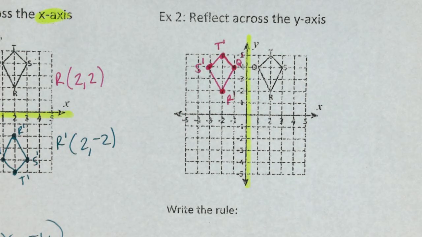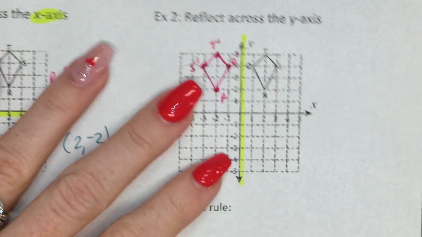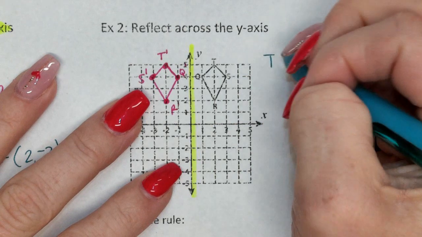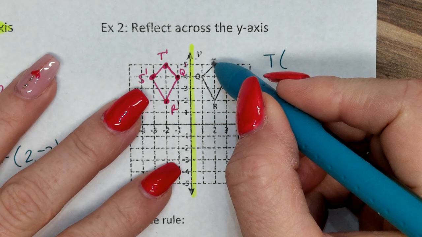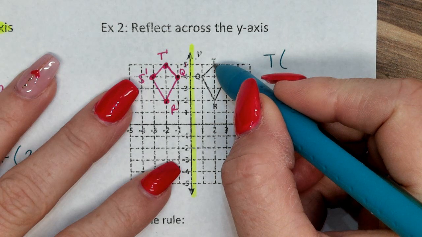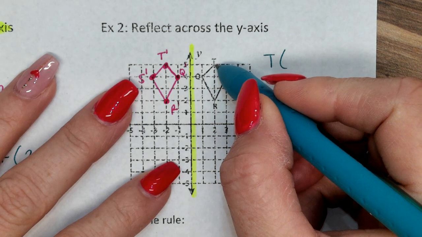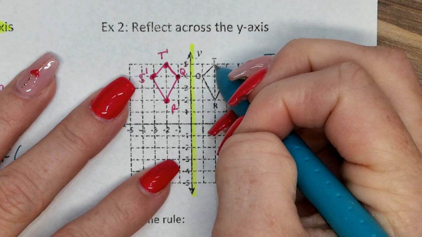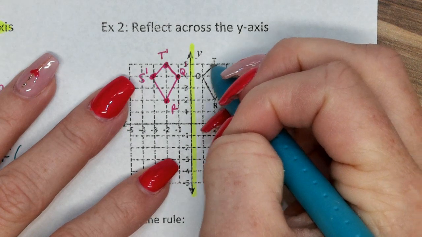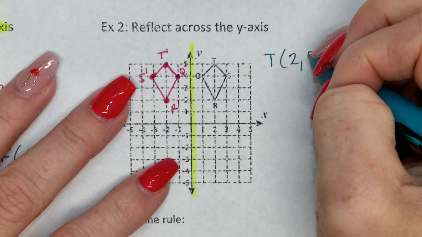Now, does that look like that could be a translation? Yes, but it's not. It is a reflection across the y-axis. Now, let's look at their coordinates. So everybody write over here. Let's write the coordinate of the old T. I need everybody paying attention. What is the x value of this old T? 2. What is the y value of the old T? 5.